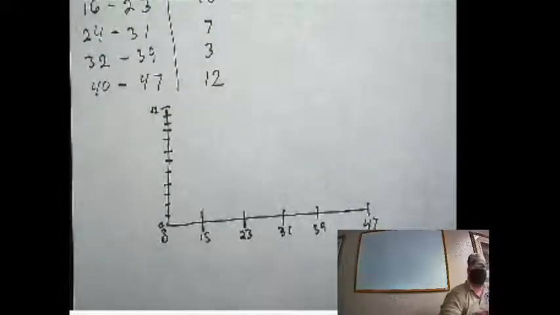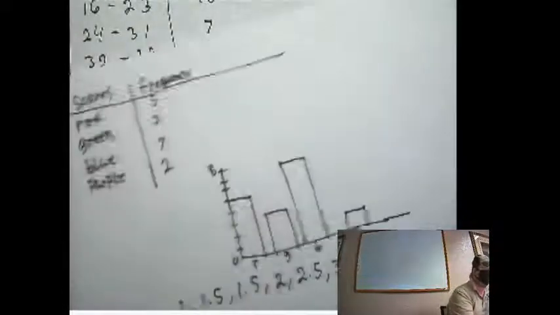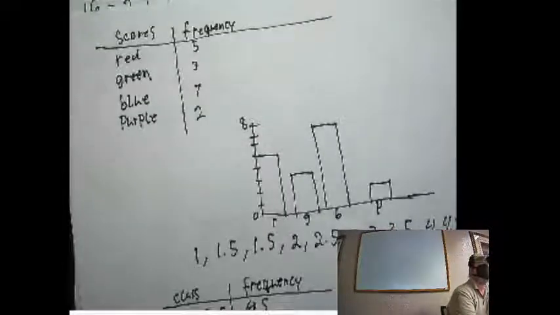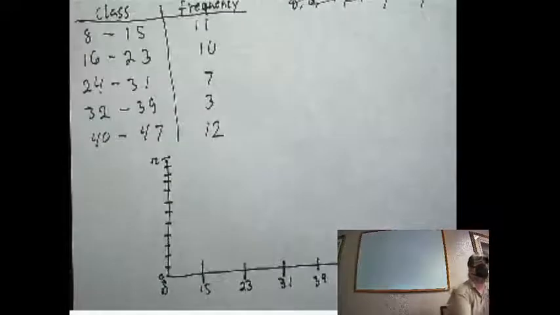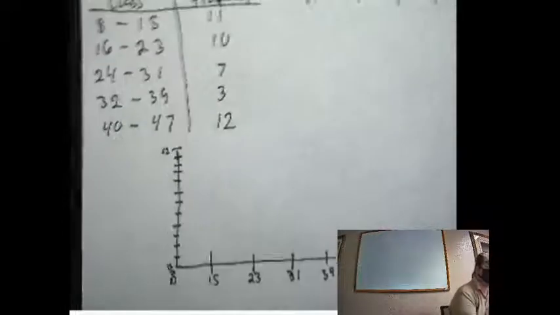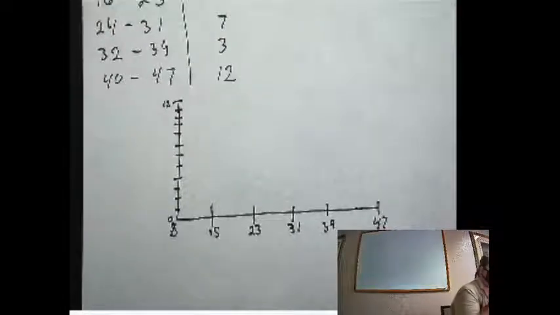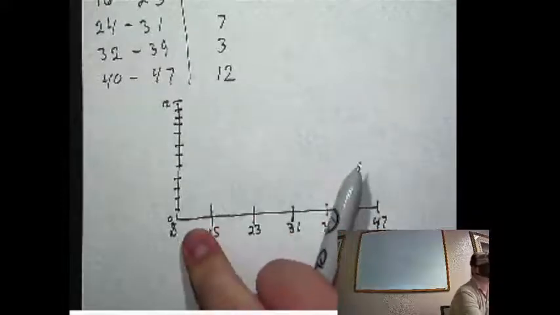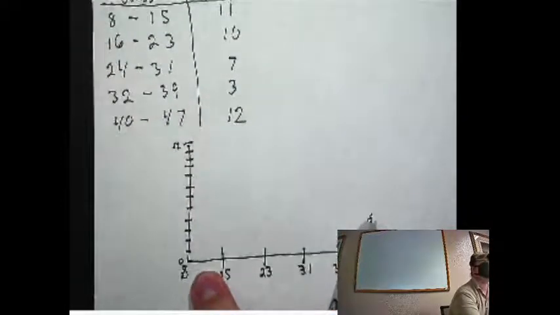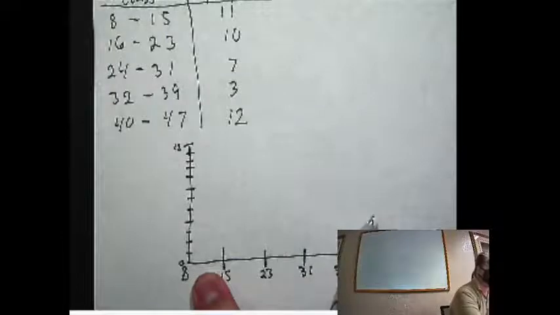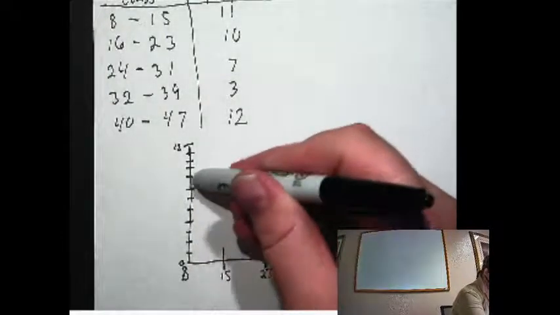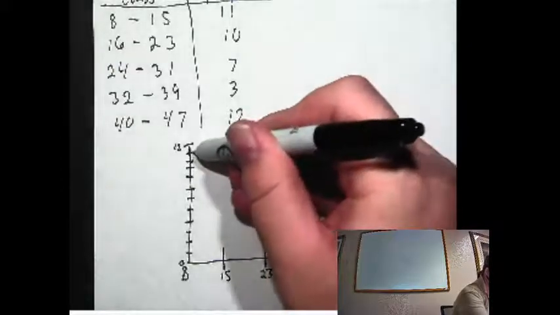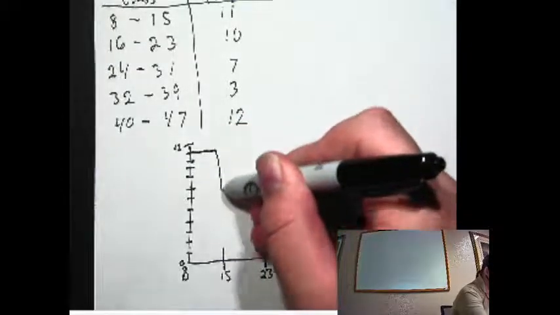So now, just like we did before with our qualitative data, we're just going to look at our frequencies and make bars for our quantitative data. So let's see. Our first class, 8 to 15, had 11 points in it. So 1, 2, 3, 4, 5, 6, 7, 8, 9, 10, 11 is right there. So our bar will go to there.